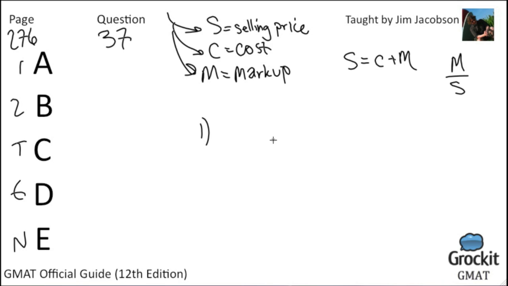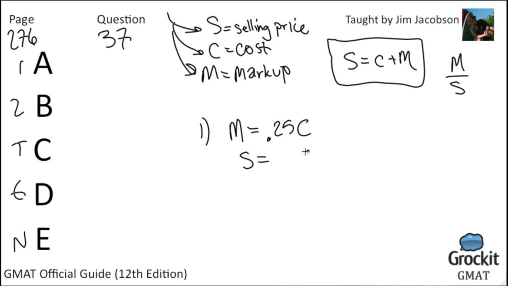So statement 1, the markup on the television set is 25% of the cost. So the markup equals 0.25 C. So then we know that the selling price, using our equation up here from the original question, equals C plus 0.25 C. We can add those together. We get S equals 1.25 C. So the selling price is 1.25 times the cost.